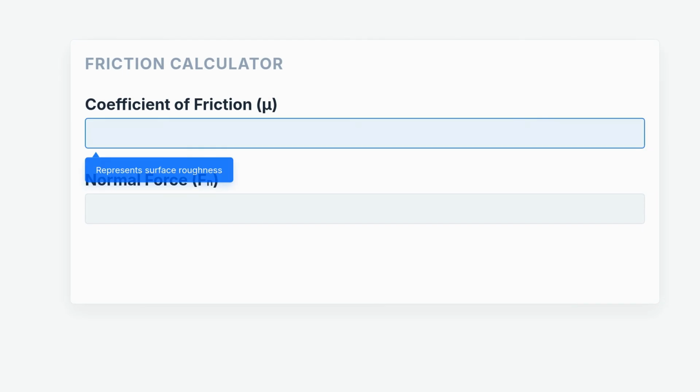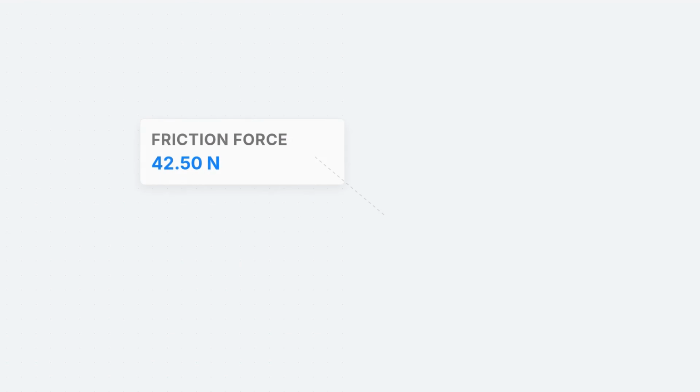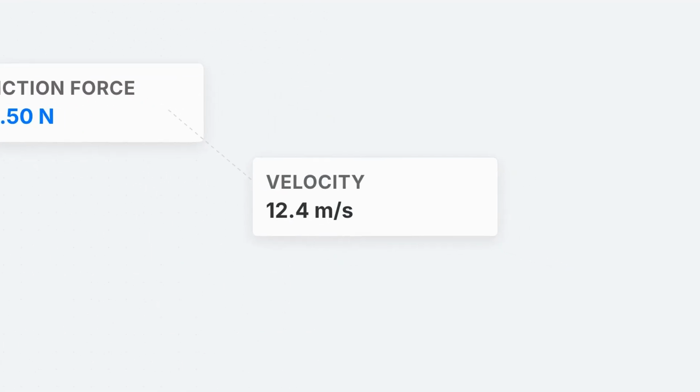Next, enter your coefficient of friction, which represents the roughness between two surfaces. Then input your normal force in newtons, the perpendicular force between surfaces. The friction force field shows your calculated result in newtons. Enter velocity in meters per second for motion-based calculations.